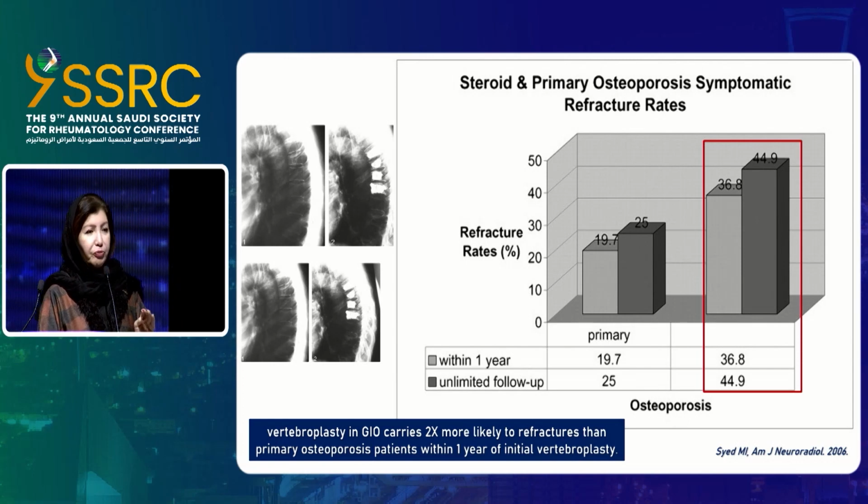Regarding vertebroplasty or kyphoplasty that has been used in patients for chronic spinal pain, if they have a fracture, we always say that even in primary osteoporosis, they have a risk of refracture. But in GIO, they have more risk of refracture, 2 times increased risk of refracture in these patients. So you have to be careful when you do this procedure. Thank you.